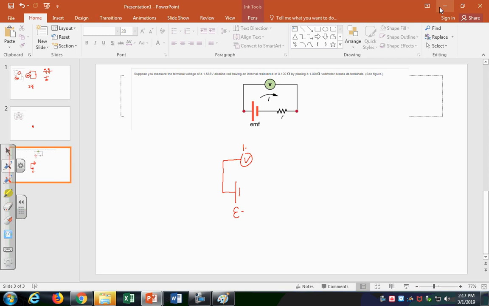Okay? This is a good test question. Like I could ask you, what is this voltage? What is this voltage? Any one of those things. And because you know this, then it becomes not that difficult to figure out the voltage here.